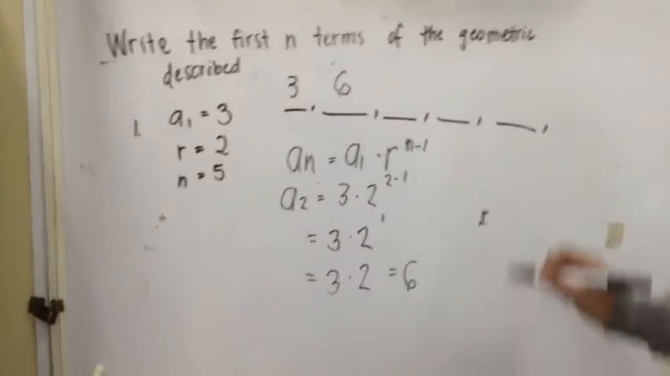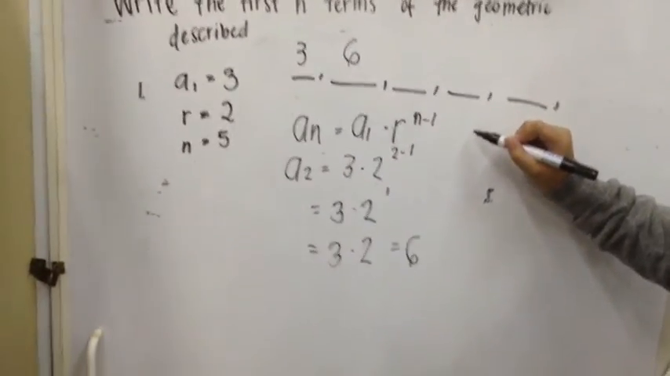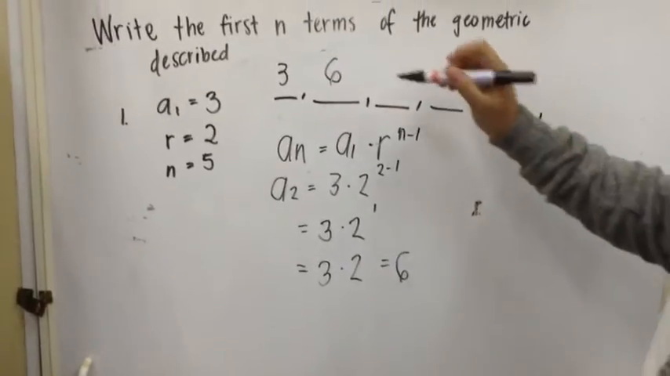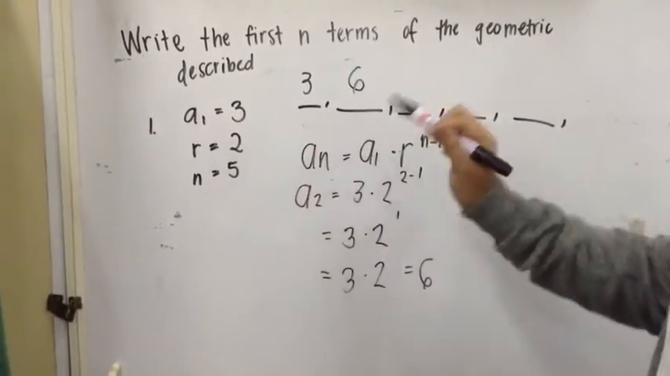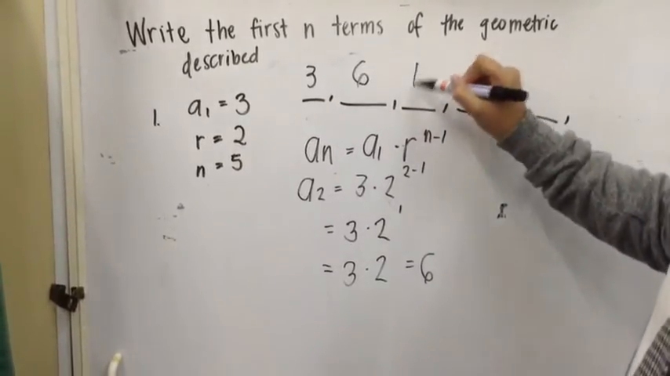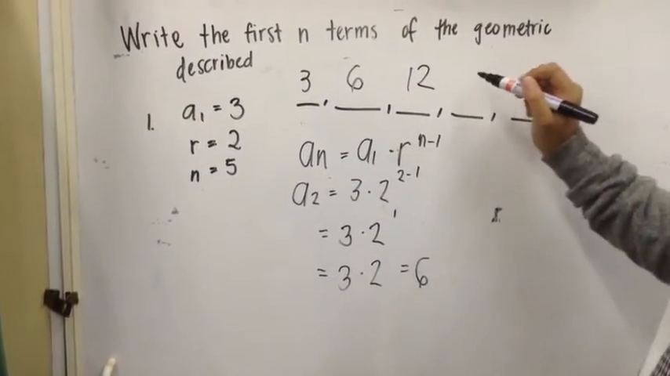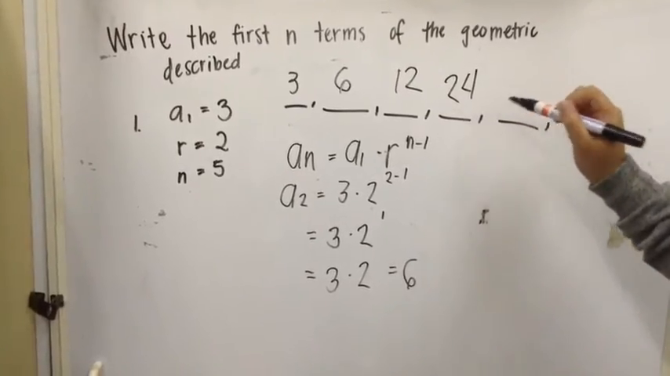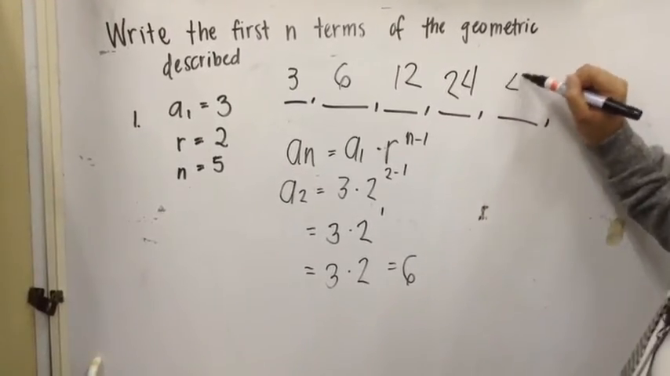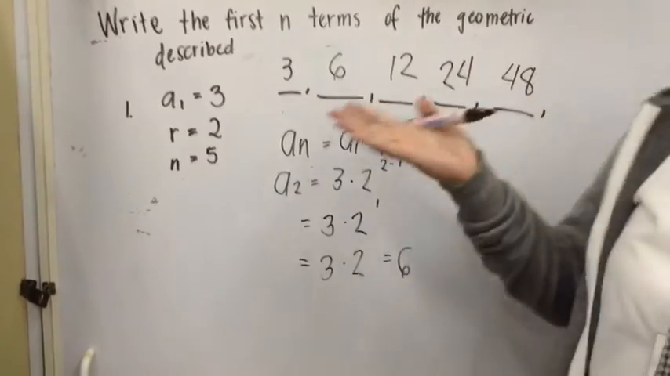Basically, you just have to multiply it by the ratio, which is 2. So 3 times 2 is 6, the second term. 6 times 2 is 12, the third term. And to get the fourth term, 12 times 2, which is 24. And for the last term, 24 times r is 48.